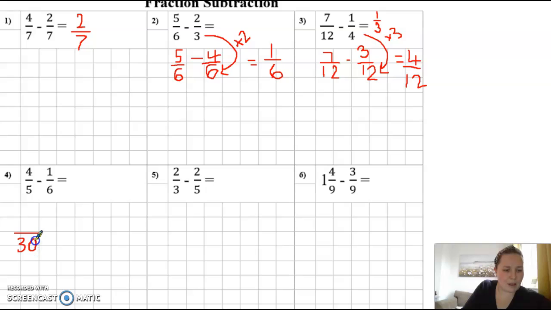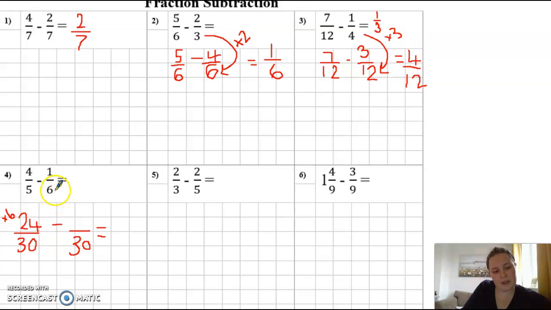You will notice that 30 is 5 times 6. So if you're struggling to find a common denominator, you can just multiply the two together, because then you definitely know it's a multiple of both. Right, let's convert that one then. So 5 times what is 30? Times 6, so I have to do the same to the top. 4 times 6 is 24.